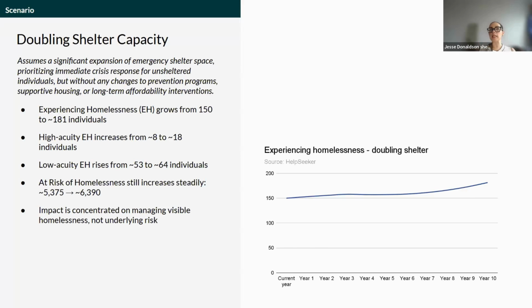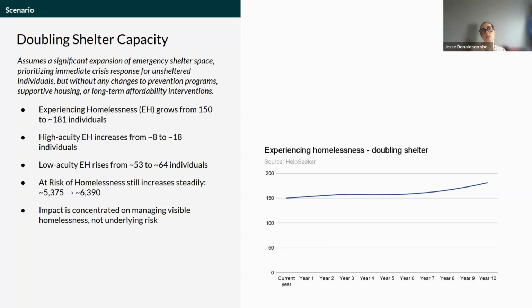What you can see is we actually go from 150 individuals to 181. And that makes sense. When people are in emergency shelter, what I said for this program was that it doesn't count as housing. It has an average length of stay of only 4 months because it's meant to be short term. And 95% of the people who are in shelter are negatively exiting back into homelessness. That's how the shelter is supposed to operate. So that's not a knock on Centerville's shelter. So we see high acuity again increases 8 to 18 and low acuity 53 to 64.